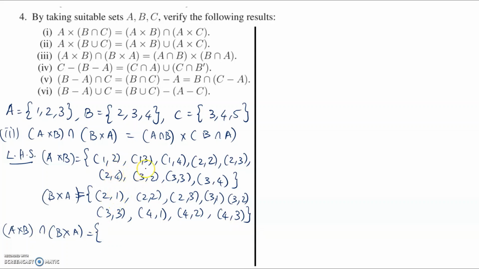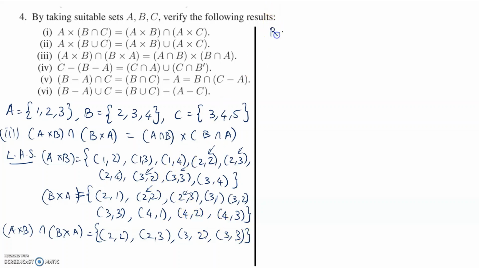So what are the common terms? Let's look for common terms. So you have 2, 2, which is common. Then you have 2, 3, which is common. So let's start writing them down. 2, 2, 2, 3. Then you have 2, 4, not here. 3, 2 is common. So 3, 2, 3, 3 is common. 3, 3, and that's it.